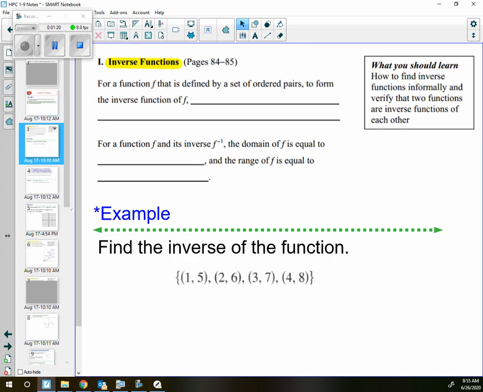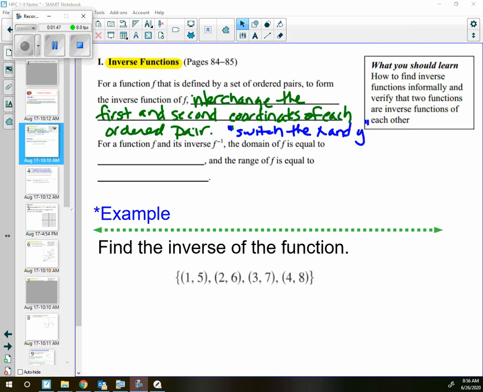All right, so let's start with what an inverse function is. When we talk about opposite operations, it says for a function f, so they're going to use f again, that's defined by a set of ordered pairs. So remember, just like the relationship, x's and y's usually, but like first coordinate, second coordinate, to form the inverse function, all you have to do is interchange those coordinates. You switch the x and the y. So you interchange the first and second coordinates of each ordered pair. So for a lot of people, I think they just think of it as switching the x and the y, or switch the domain and the range, switch the input and the output.